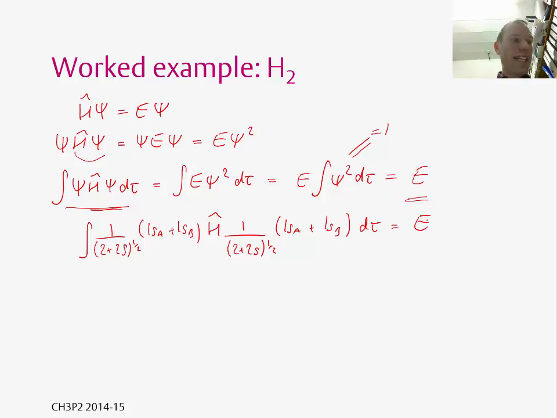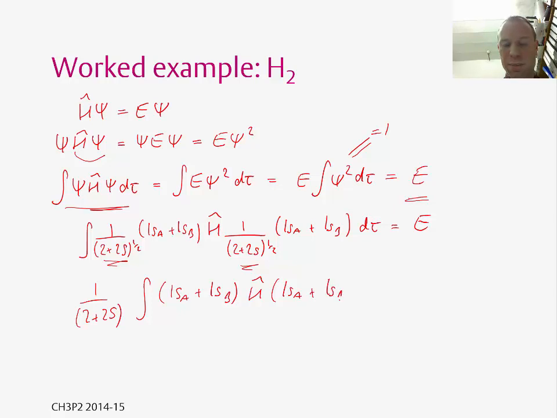Now we can start to tidy this up a little bit. These two terms are just constants, so they can come out of the integral. So we can now write 1 over 2 plus 2s, because when we multiply them together the square root sign disappears. Integral of 1sa plus 1sb, H hat Hamiltonian operator, 1sa plus 1sb d tau is equal to E.